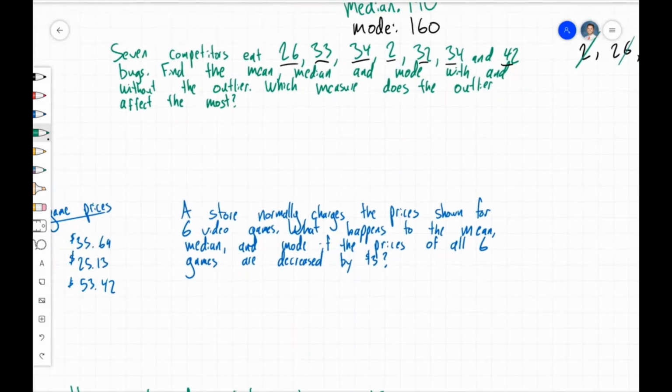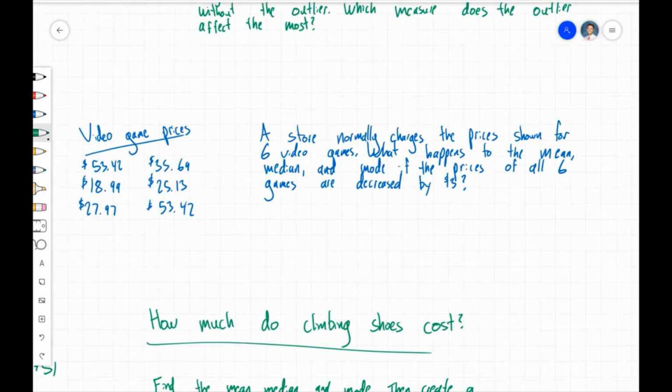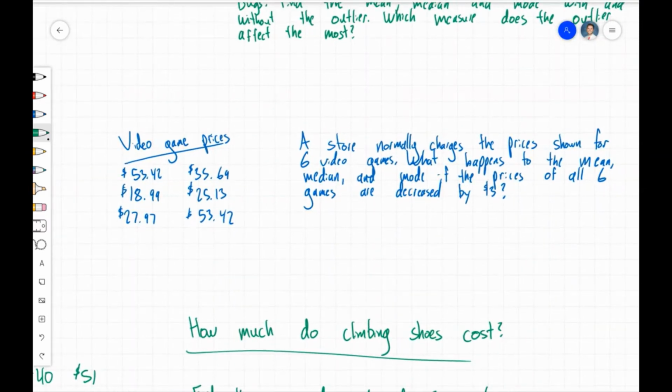Now let's look at one more problem here. Or rather, we'll do 2 more problems here. So this first one says a store normally charges the prices shown over here for 6 video games. What happens to the mean, median, and mode if the prices of all 6 games are decreased by $3? So I'll save you some time, but we'll quickly calculate the mean, median, and mode, and then we will decrease everything by $3 and compare.